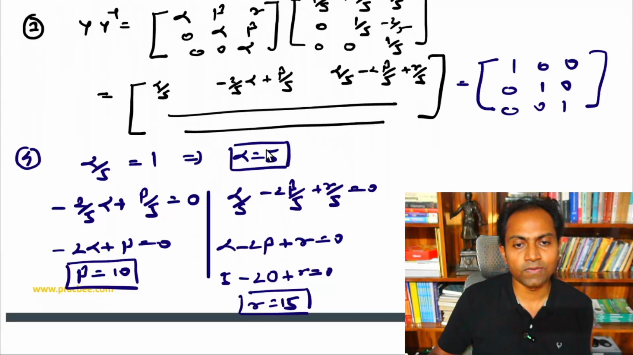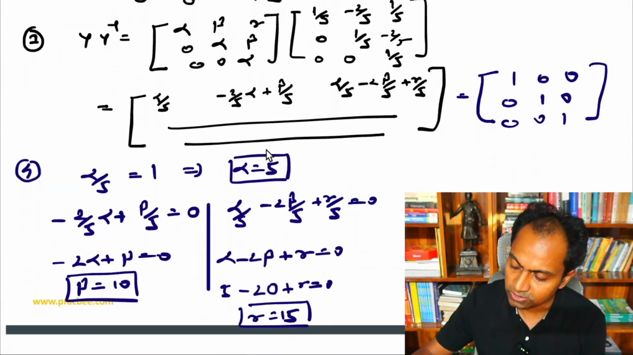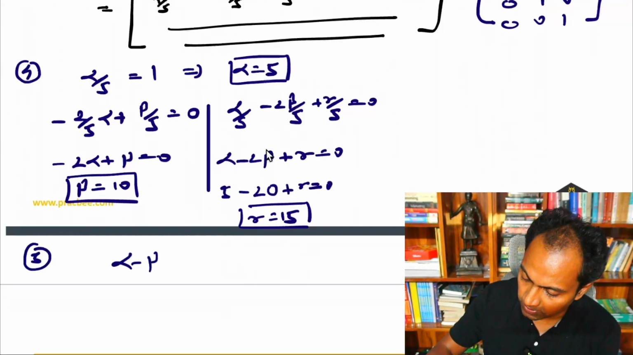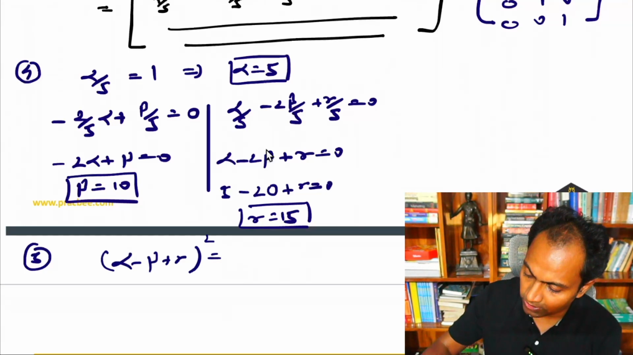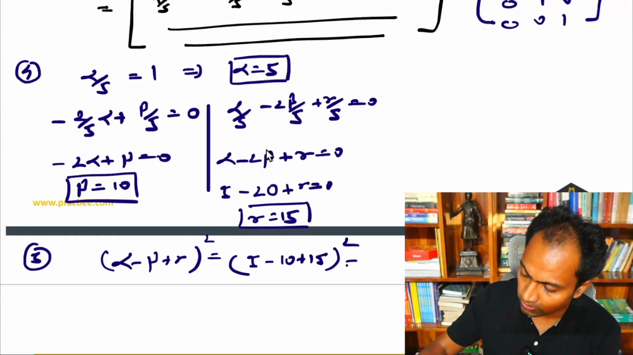Once we have got these values, the question is very simple after that. What they are asking is the value of alpha minus beta plus gamma whole square. So in the fifth part, alpha minus beta plus gamma whole square, let us put the values. So this becomes 5 minus 10 plus 15 whole square. This comes out to be 100.